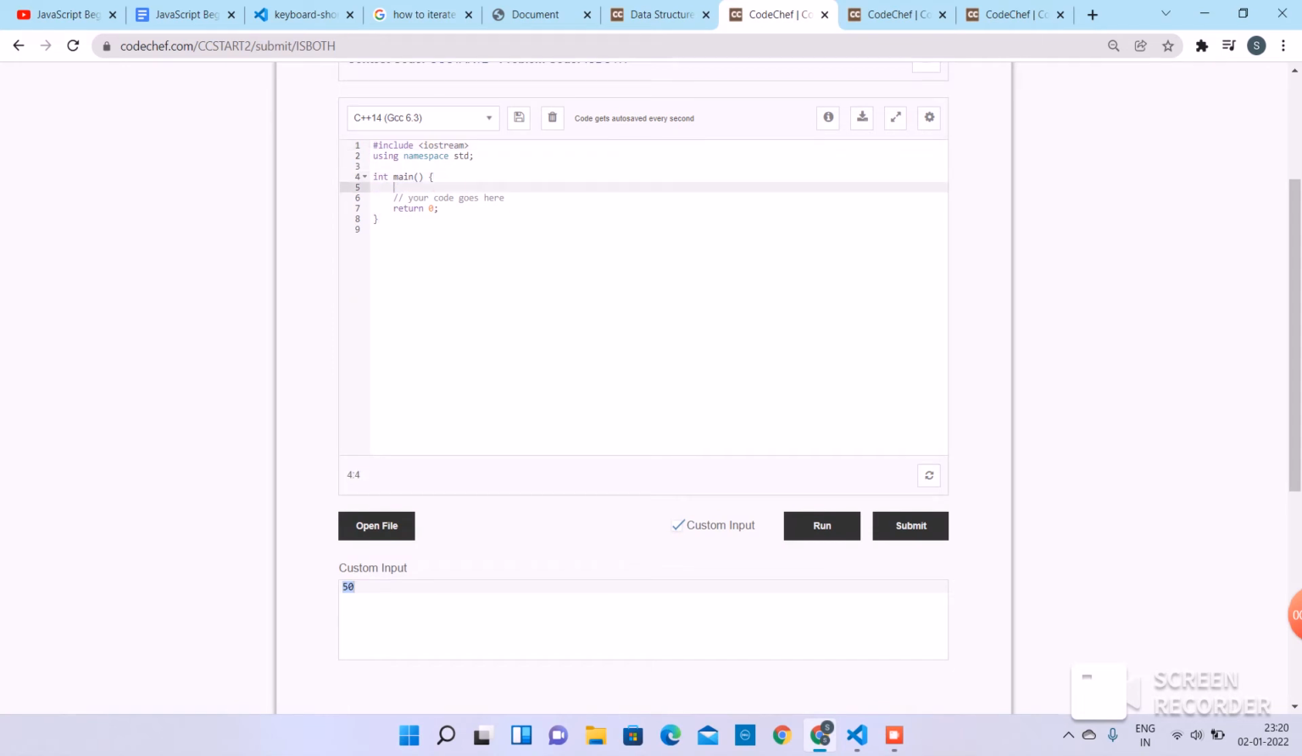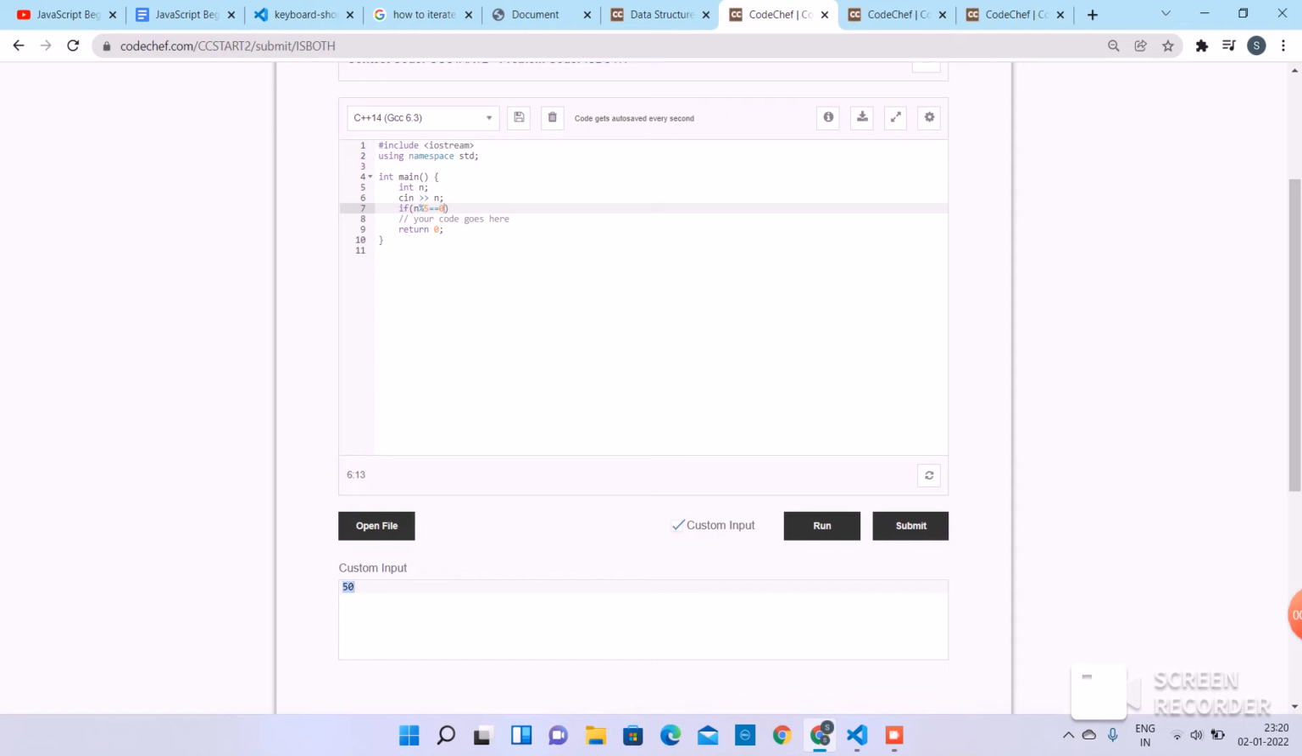So int n and cin, and if n % 5 means that the remainder. If 5 % 5 is equal to 0, 10 % 5 is equal to 0, because in each case it returns the remainder 0. So if any number is divisible by 5, it means that its remainder is equal to 0.